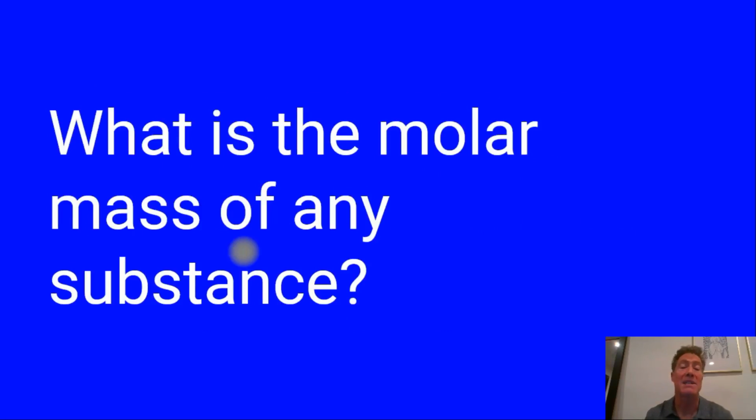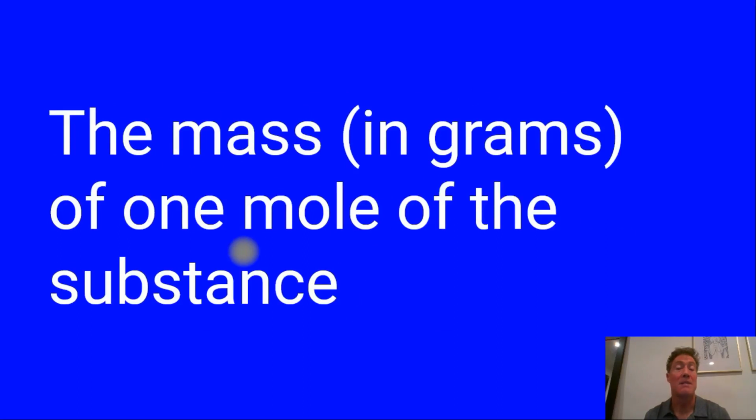What is the molar mass of any substance? Well, it's the mass in grams of 1 mole of the substance. The mass in grams of 1 mole. And that's going to be equal to the sum of its total atoms in grams. So just like if you have 12 grams of carbon, you have a mole of carbon. If you have 12 grams of carbon plus, anyway, you get the idea.